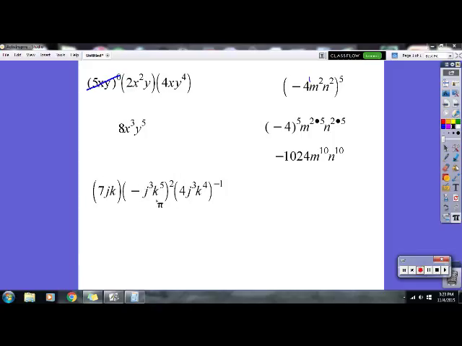This middle expression here, I am raising -j cubed times k to the 5th, all to the second power. So this is power to a power, so it's similar to this example I just finished. And the thing to keep in mind here is if there's a negative out front, that's the same thing as saying -1 times. So I'm going to do the same thing I did with the -4 here, and I'm going to put the -1 in parentheses and raise it to the second power. And then I would just do 3 times 2 and 5 times 2.